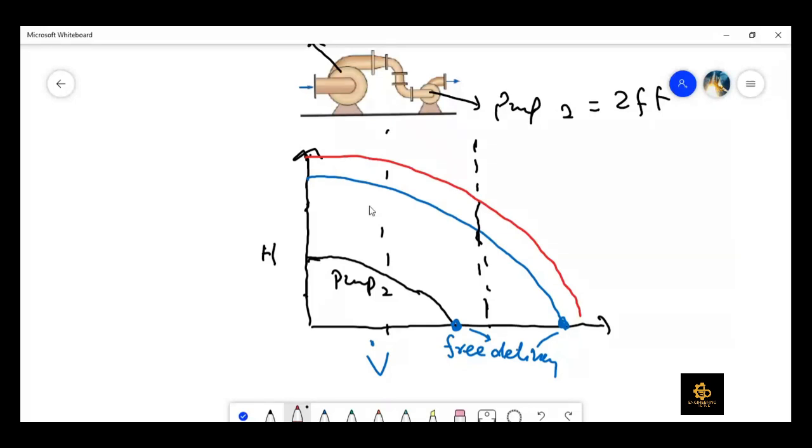But for that, we need to make sure that the volume flow rate is less than the free delivery condition of pump two. And if it is more than the free delivery, then pump two is not going to give us anything useful. Rather, it would be working as a component giving additional resistance to the flow, right? So it would do more harm than good if the volume flow rate is more than the free delivery.